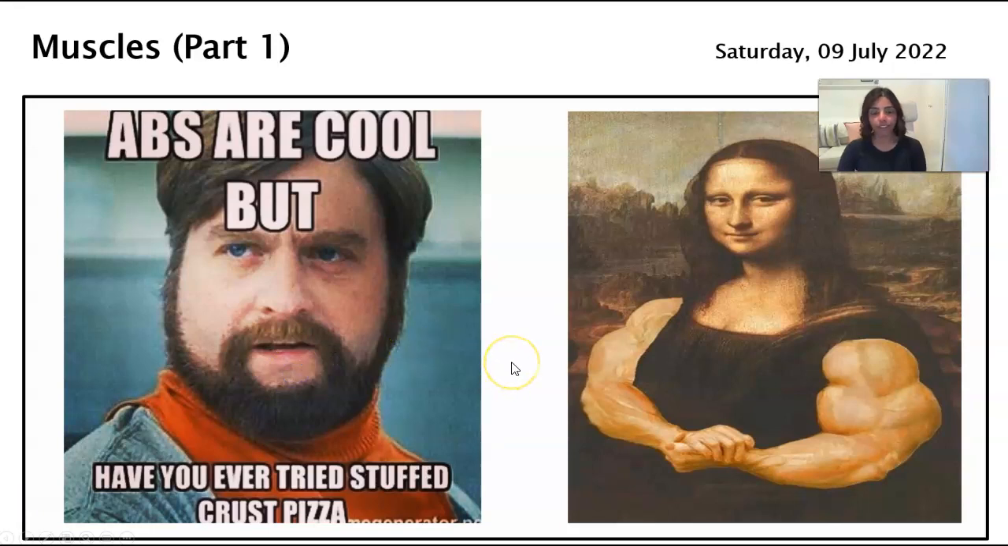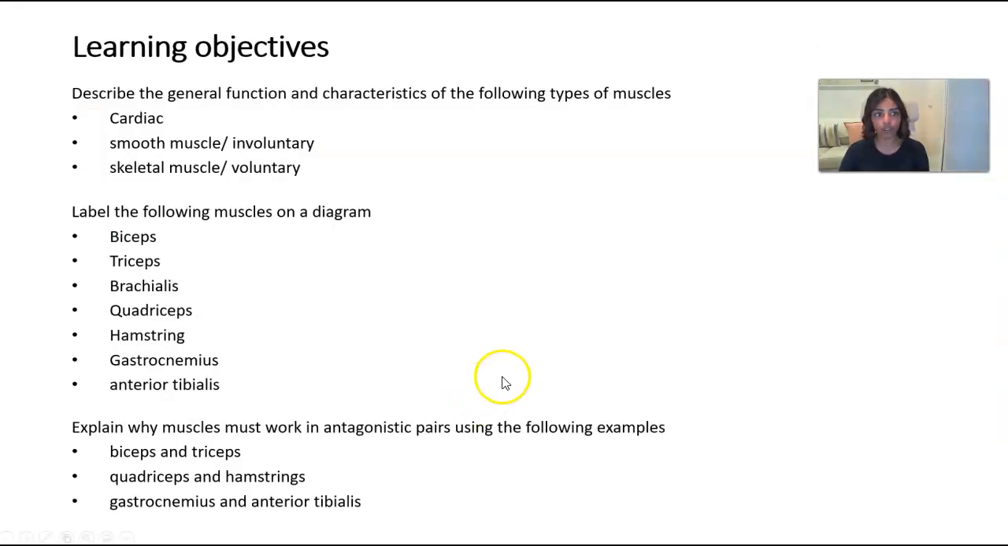This is the first in a series of lessons on muscles. In this lesson we're going to be focusing on the growth structure of muscles and the different types of muscle tissue. These are the learning objectives for this lesson.